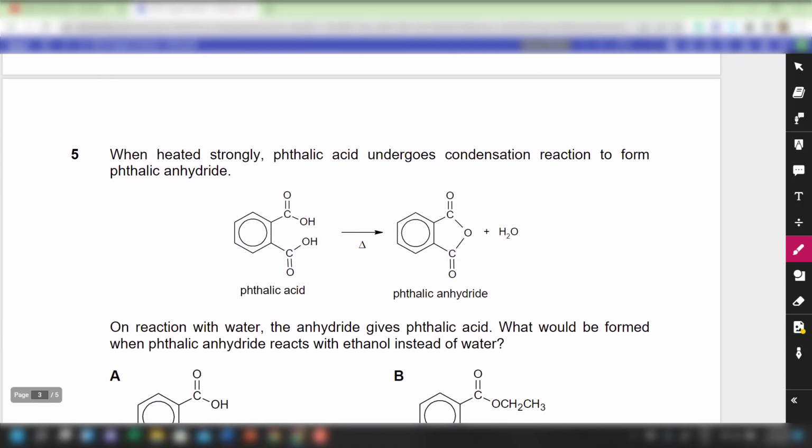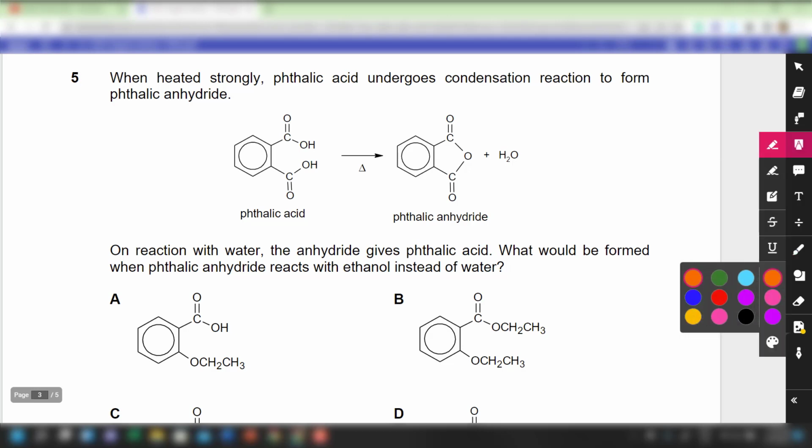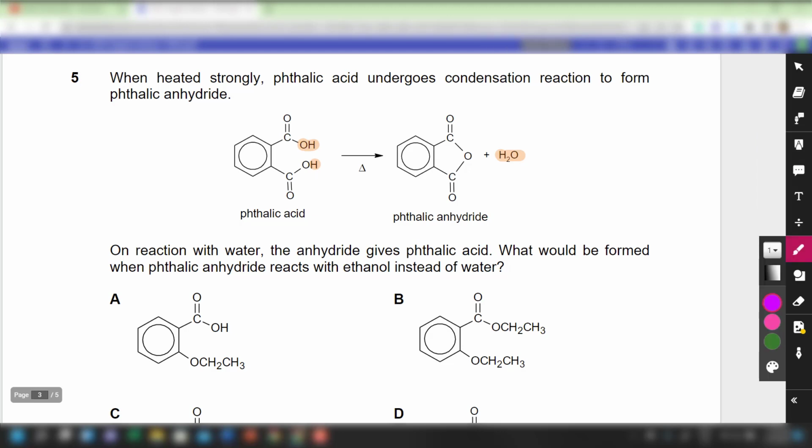Next, we are going to look at question 5. When heated strongly, phthalic acid undergoes a condensation reaction to form phthalic anhydride. This particular reaction is a condensation reaction because a water molecule is being eliminated along the way, so you can view this as some form of addition-elimination reaction as well. On reaction with water, the anhydride gives phthalic acid. What would be formed when phthalic anhydride reacts with ethanol instead of water?